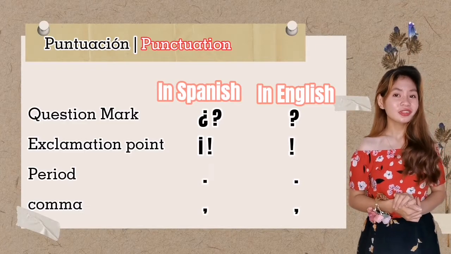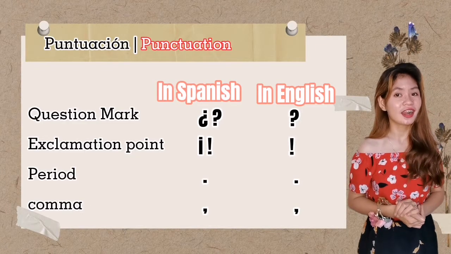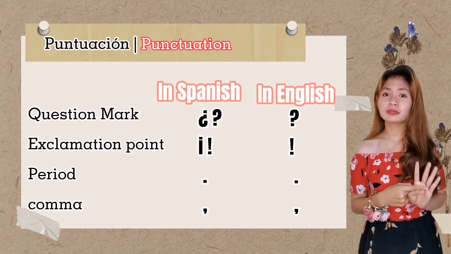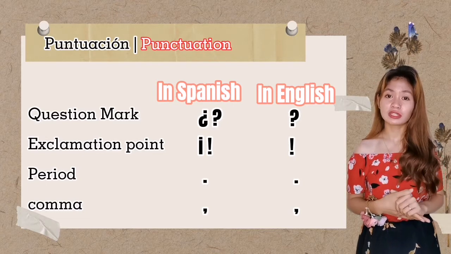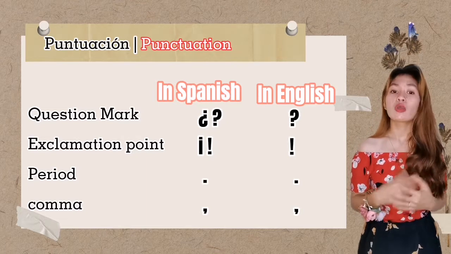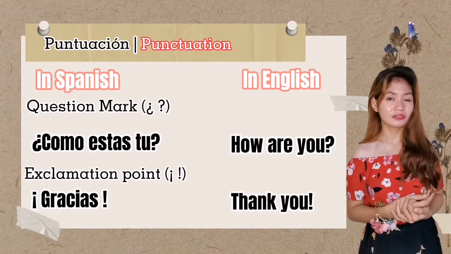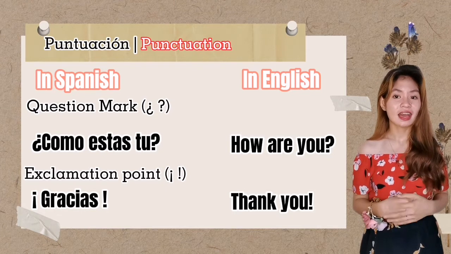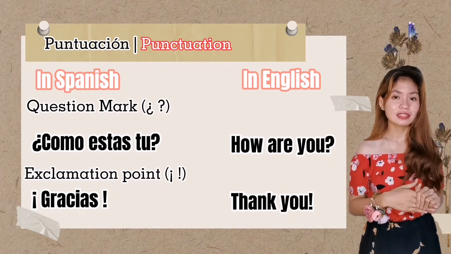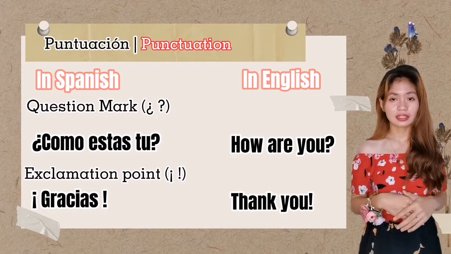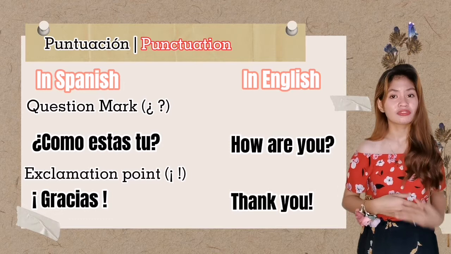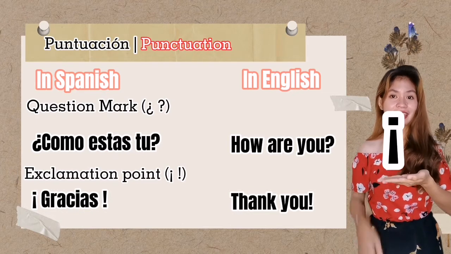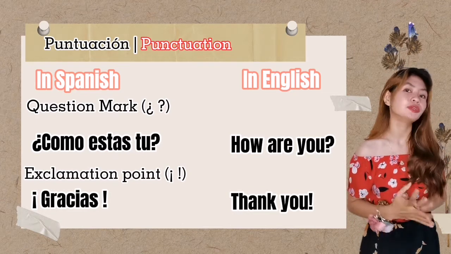Before we proceed, what are the different punctuation marks? Like in English, there are the question mark, exclamation point, period, and comma. The difference between the English and Spanish punctuation of the question mark and exclamation point is that when written in Spanish, a question has an inverted question mark at the beginning of the sentence and a question mark at the end. Also, an exclamation has an inverted exclamation point at the beginning of the sentence and an exclamation point at the end. This is how the inverted question mark looks, and this is the inverted exclamation point, like an I.